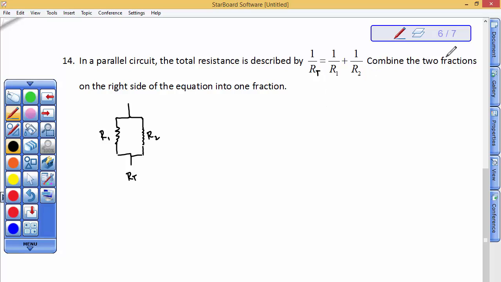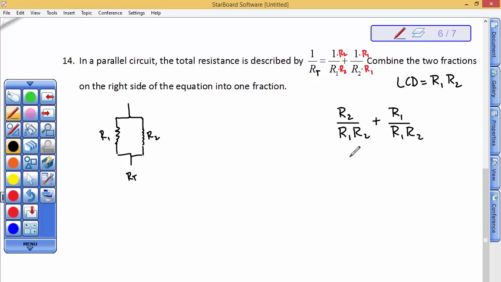But they just want us to combine the two fractions on the right side of this equation. And the least common denominator between those two fractions is R sub 1 and R sub 2. So the first one has to be multiplied by R sub 2, top and bottom. And the second one has to be multiplied by R sub 1, top and bottom. That makes the first fraction 1 times R sub 2 over R1, R2. And then the second fraction is 1 times R sub 1 over R1 times R2. And I'm ready now to add those.